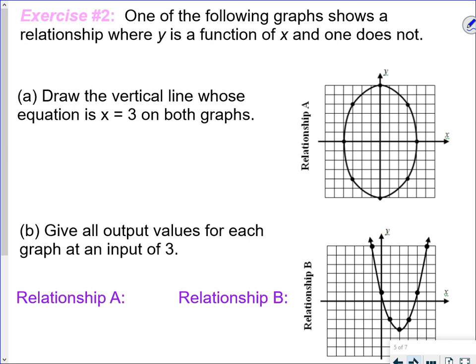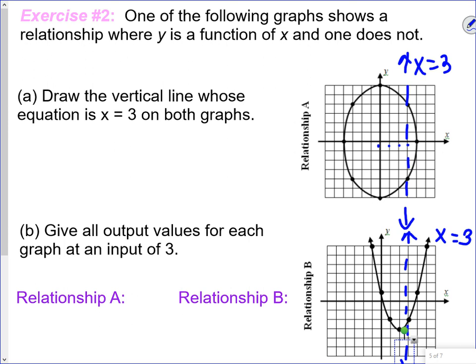So x equals 3, if this is 0, 1, 2, 3, I'm drawing my vertical line here. x equals 3. They told us to do that for both functions, so I'm going to count x equals 3 on my parabola as well. 1, 2, 3. Always labeling x equals 3.